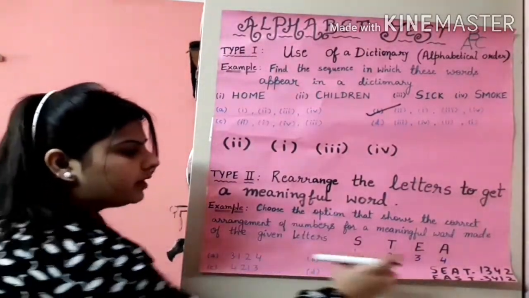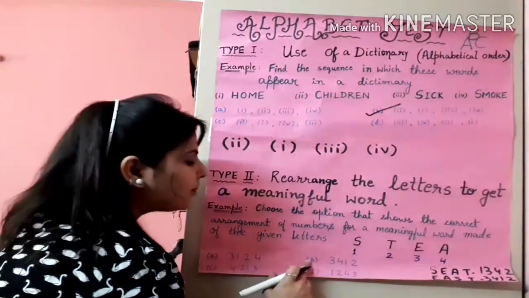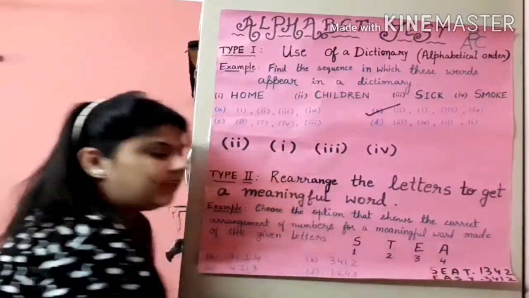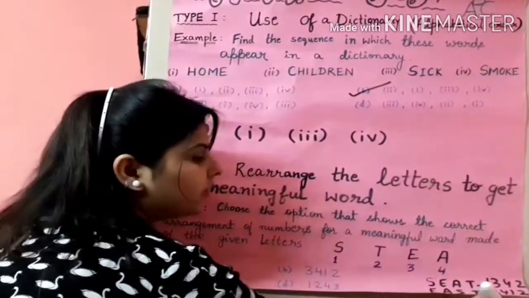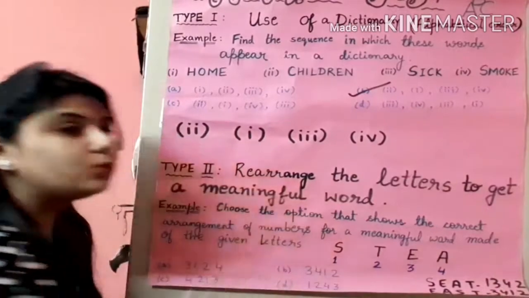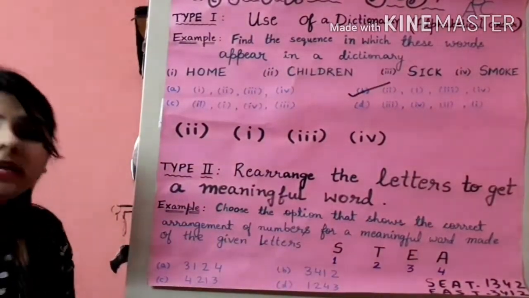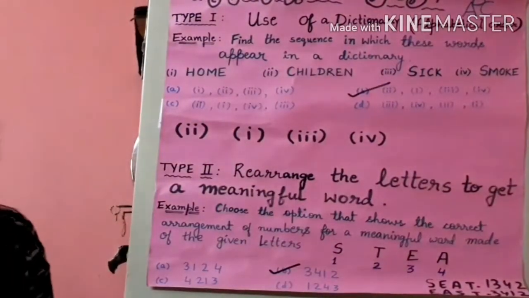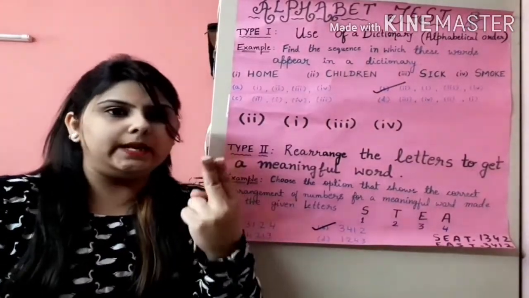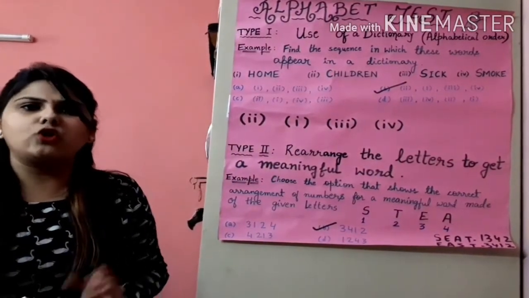Is option A matching with any of these? No. Is option B matching with any of these? Yes, it is. 3, 4, 1, 2 means what word they have formed? They have formed the word east. So my correct answer is 3, 4, 1, 2, that is option B. Now there is a second way to find out the correct option.